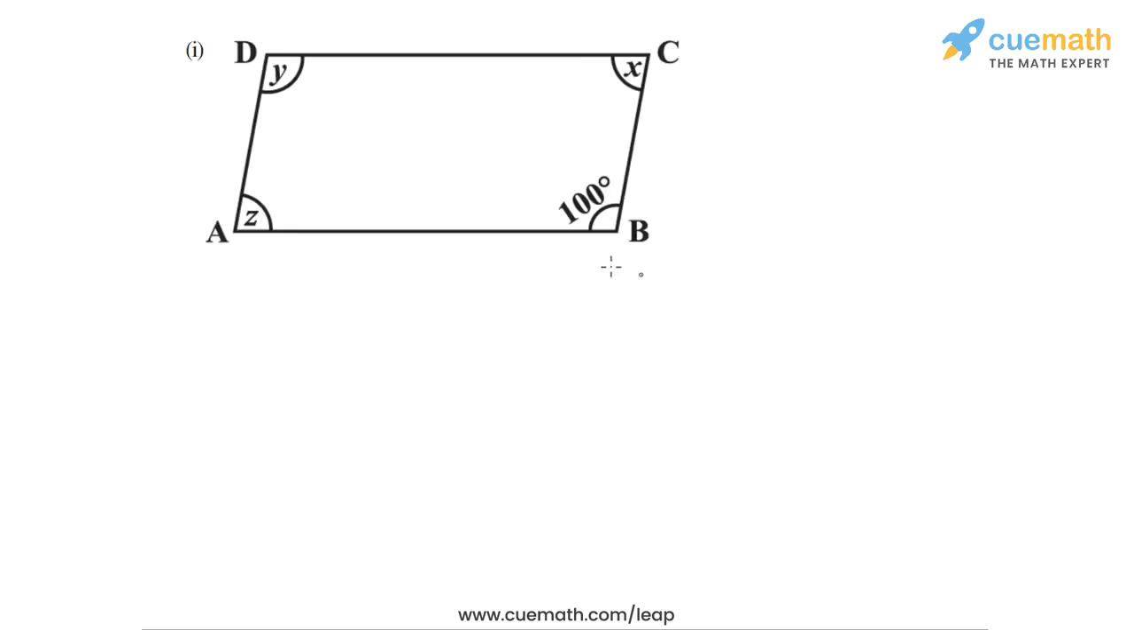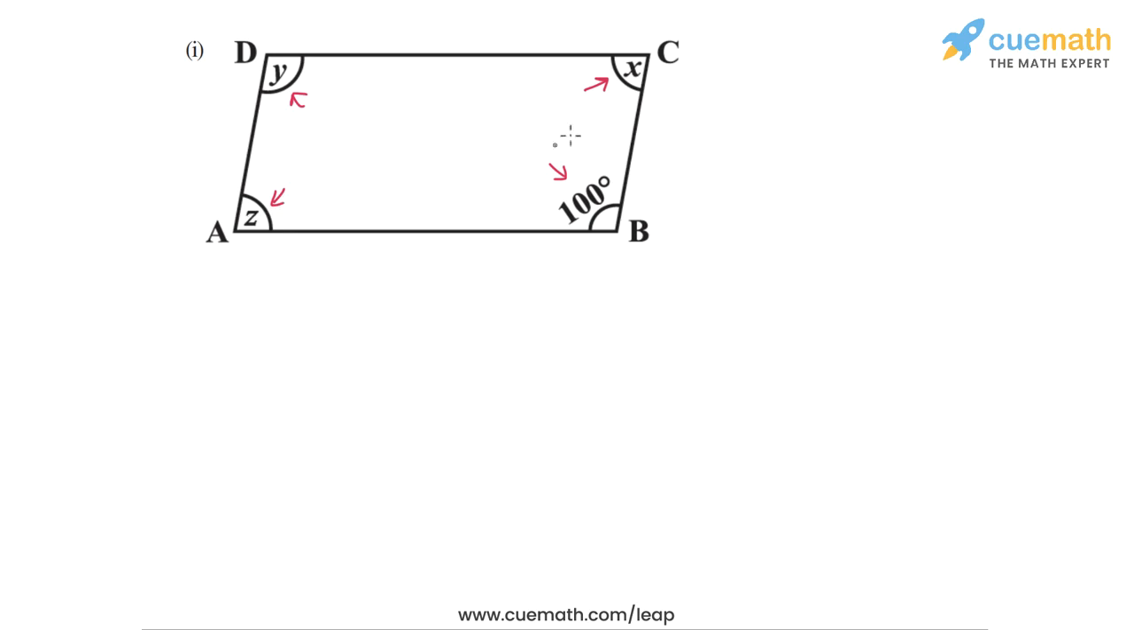So in the first part, we have this parallelogram ABCD in which one of the angles is known. This angle here, angle B, is equal to 100 degrees. We have to find x, which is angle C. We have to find y, which is angle D. And we have to find z, which is angle A.